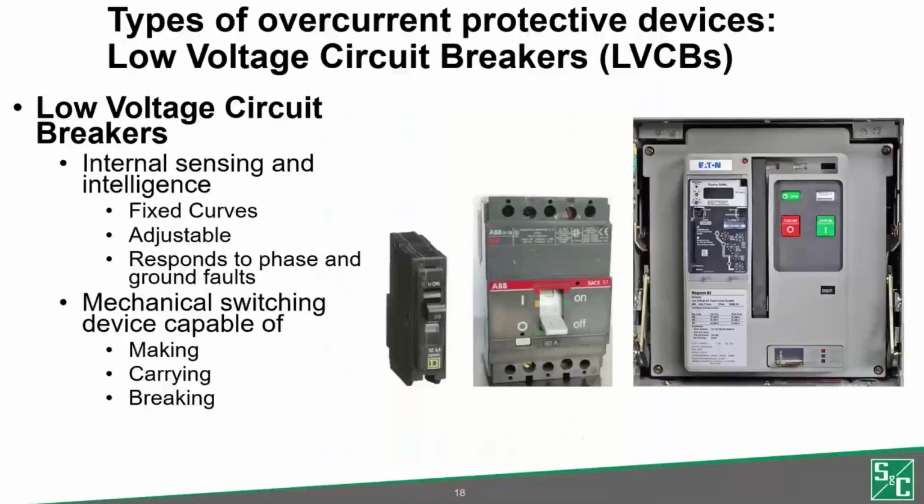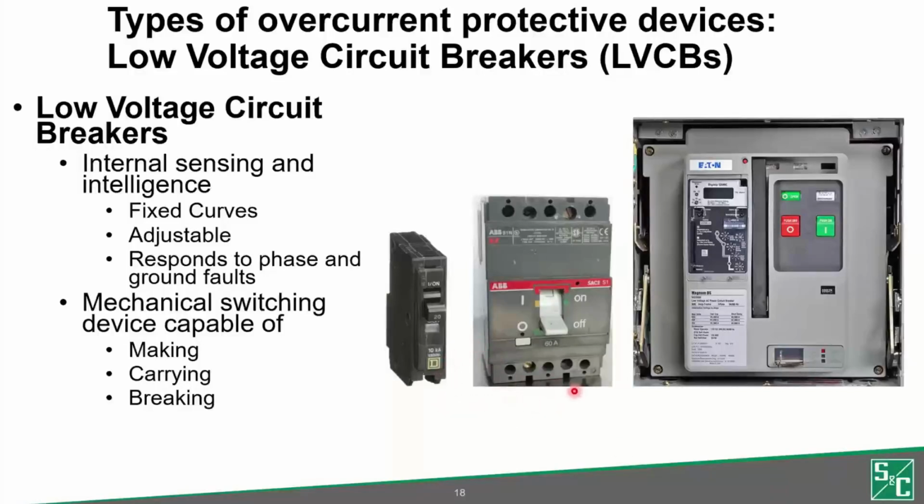Another common type of protective device are low voltage circuit breakers. These are, again, mechanical devices that can be manually switched on and off. And low voltage circuit breakers usually have internal fault detecting and isolating capability. These may have either a thermal magnetic trip unit or a microprocessor-based trip unit, which is also called an electronic trip unit. These pictures over here are some examples of low voltage circuit breakers.